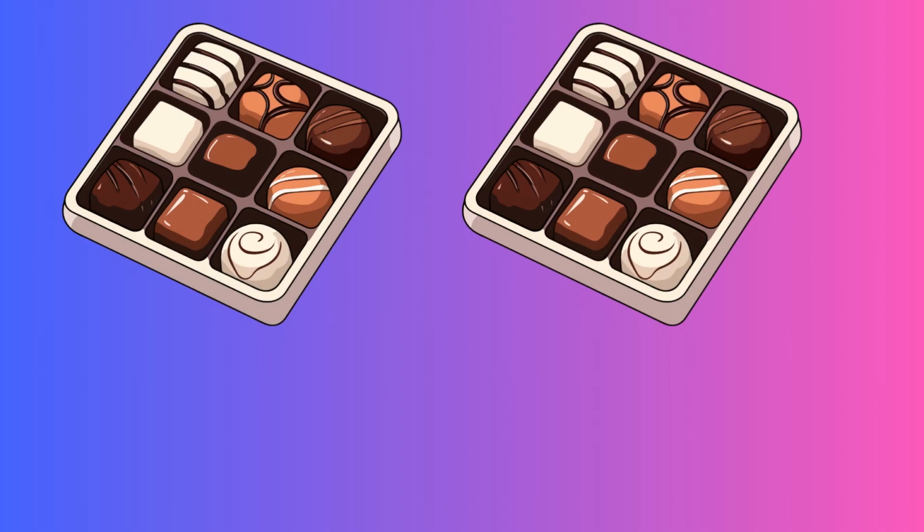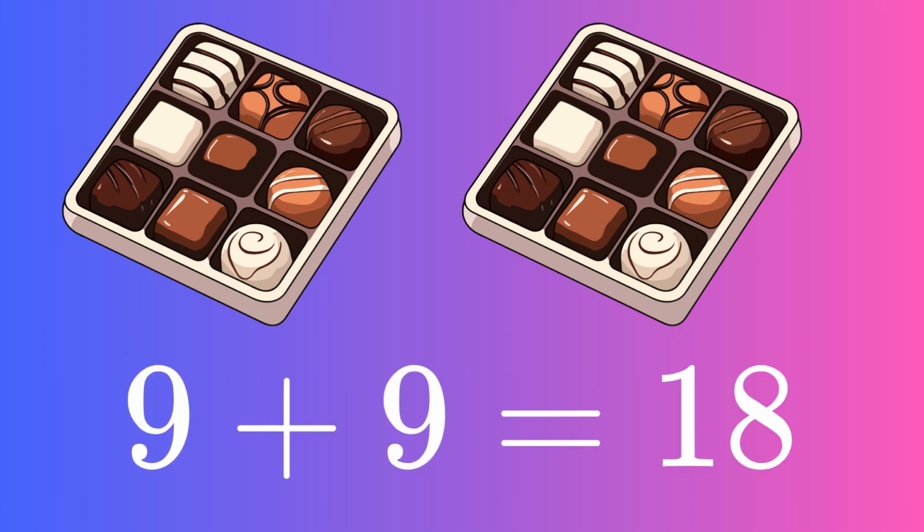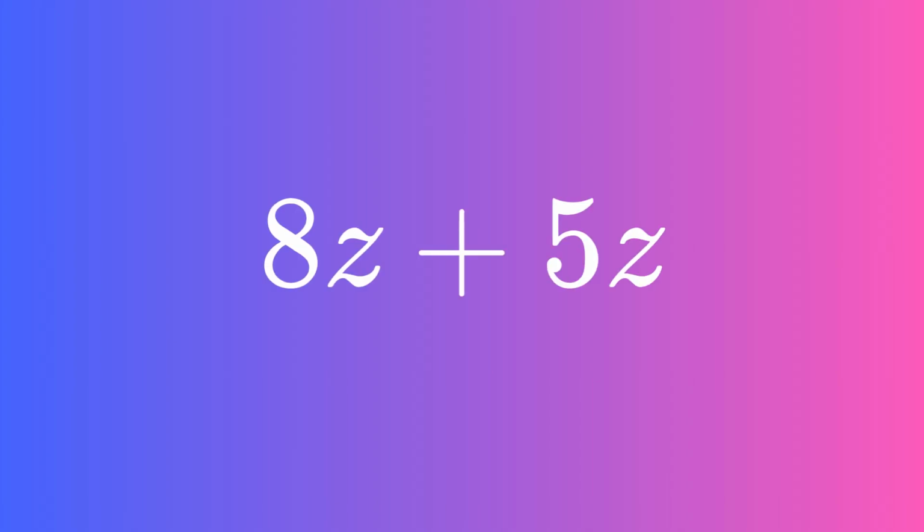Now for like terms, assume that Nadia has bought 2 boxes of chocolates. In each box there are 9 chocolates. How many chocolates are there altogether? As the chocolates are the same commodity, we can add them together and the result would be 9 plus 9 equals 18. Identically, in algebra, if we have the terms 8z plus 5z, they can be added together as they are like terms because they both have the same variable raised to the same power.